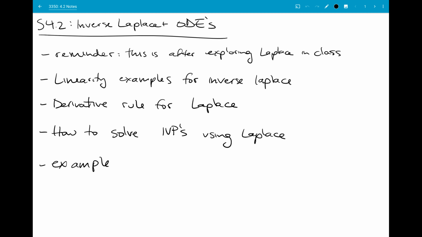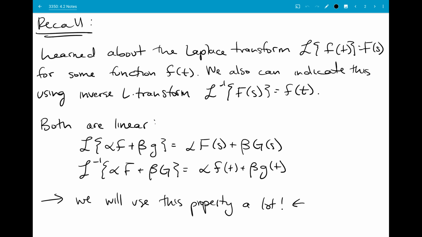So today we were talking about just reviewing the inverse Laplace transform, making sure that we all feel okay using the linearity property with it, and then most importantly, how this applies to differential equations. So I said that we would do a couple linearity examples, learn a derivative rule, and then actually look at solving initial value problems using Laplace transform.